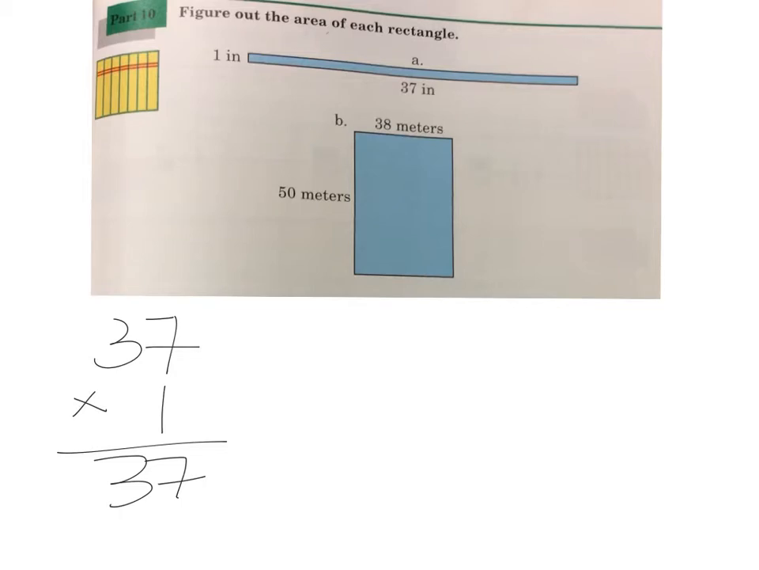But I'm not done, because when I do area, I know that I need units. So here we're working with inches, and when we do area, we have to make them into square inches. So you always have to make sure you have your unit, or it won't be a complete answer. So for B, we have to take our 2 numbers and multiply them. So I'm going to do 50 times 38.